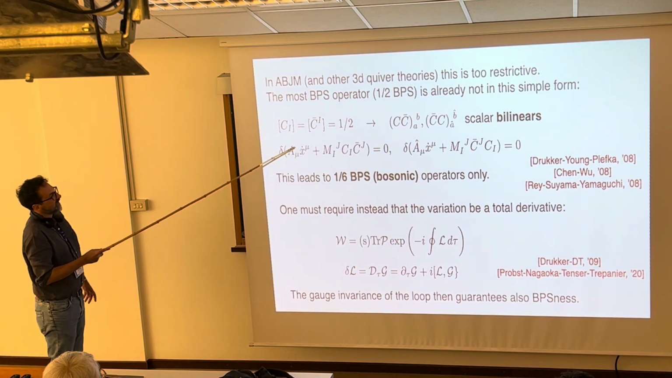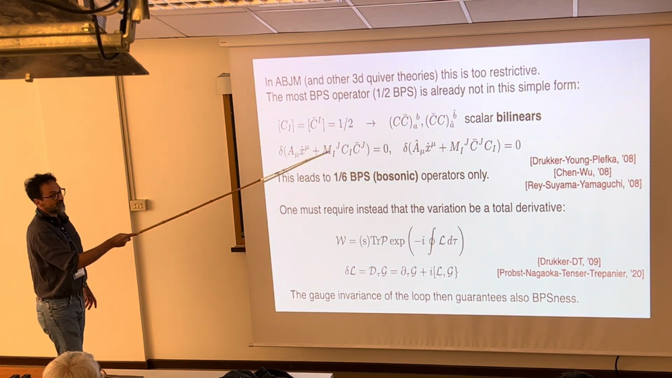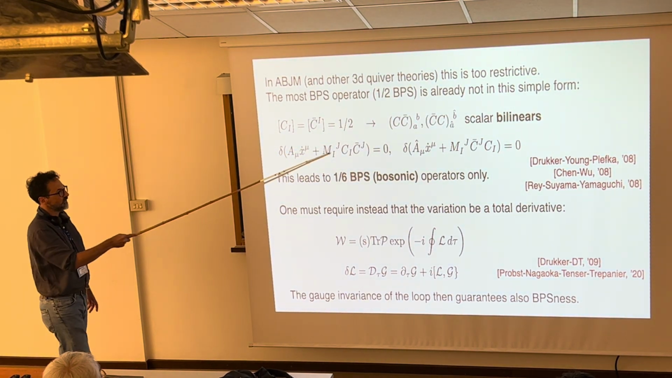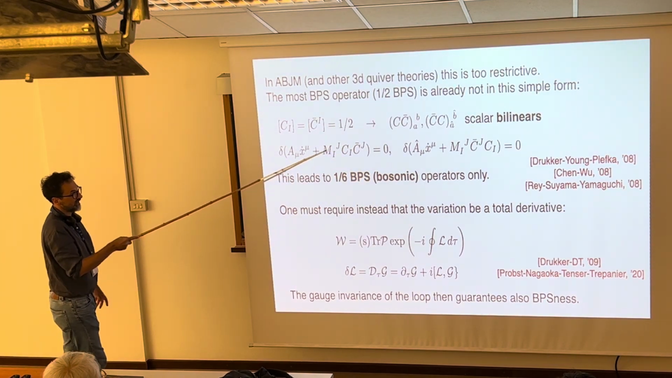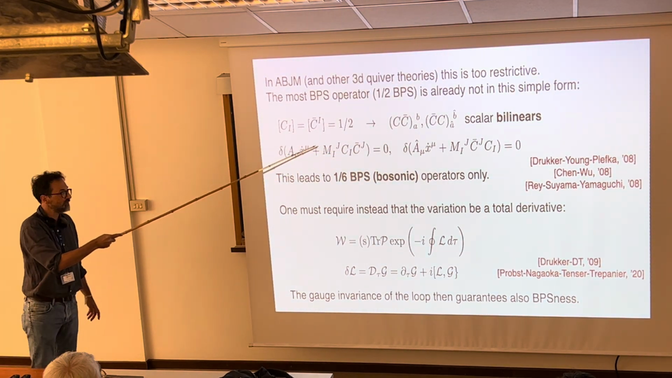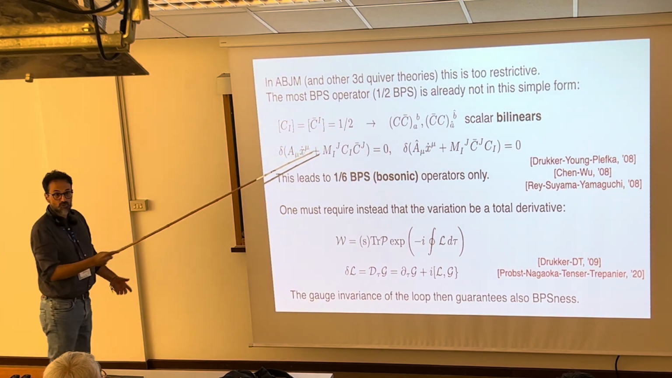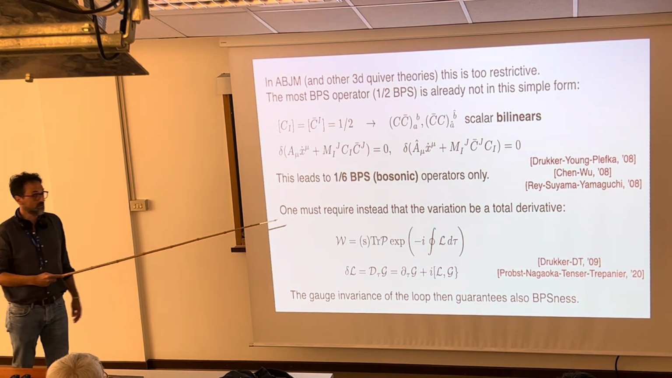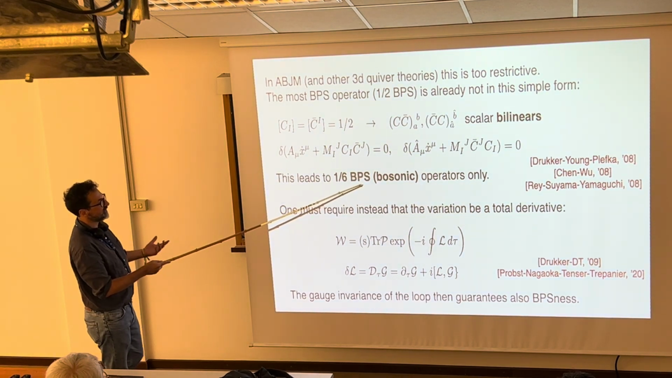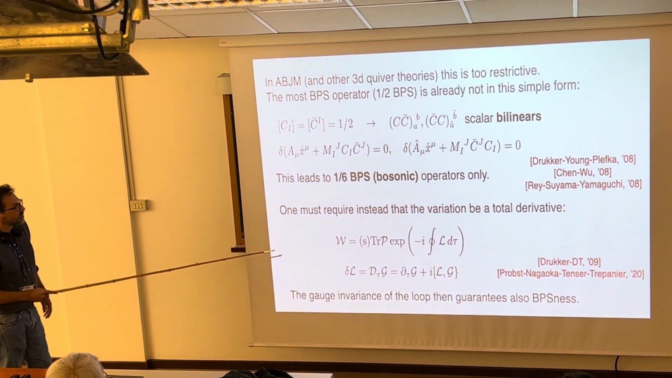And then, okay, you try to redo the same thing. Now, instead of having some theta phi, you have bilinears, so you have a matrix of scalar couplings. But if you try to do that, you don't find the half BPS Wilson loops as you were finding before, but you find only the 1/6 BPS bosonic operator.